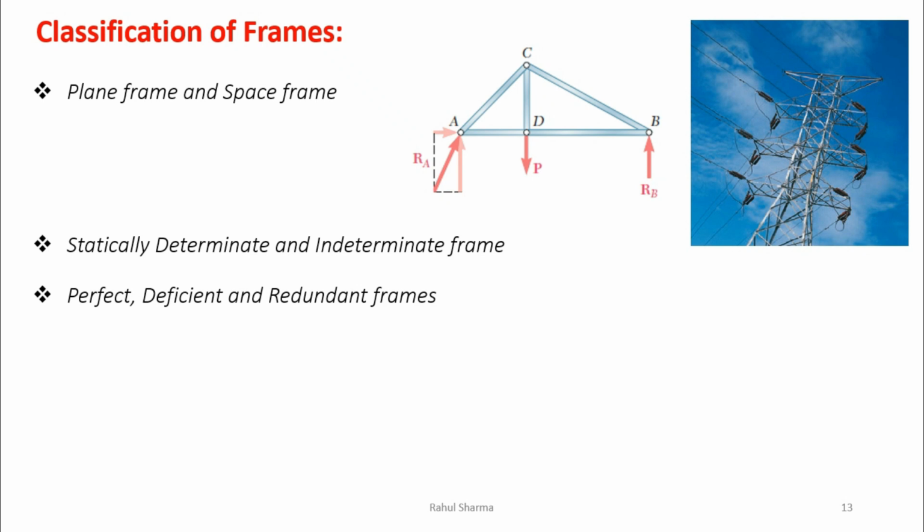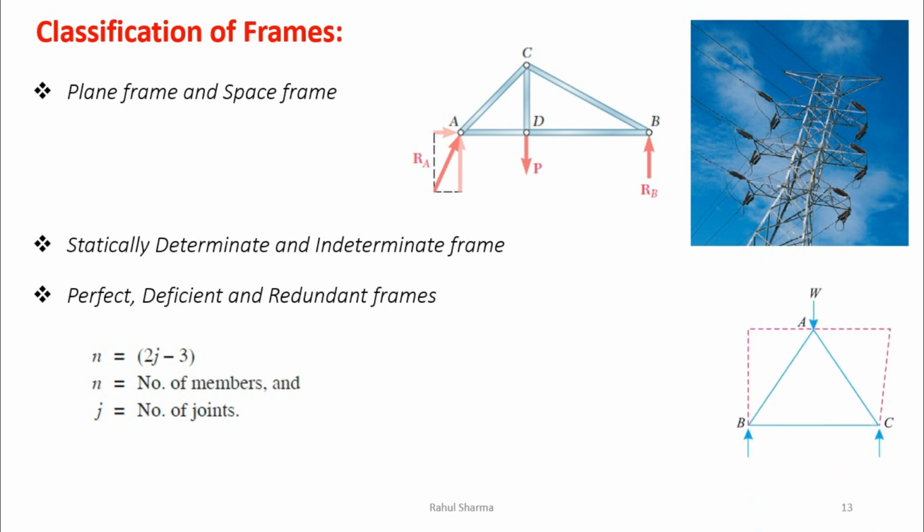Now the third and very important part is perfect, deficient and redundant frame. A perfect frame means we have exactly the required number of members, not any excess or any less number of members. To differentiate these three, we have the formula n is equal to 2j minus 3. You can also take m, both are the same. So n stands for the number of members and j is the number of joints.